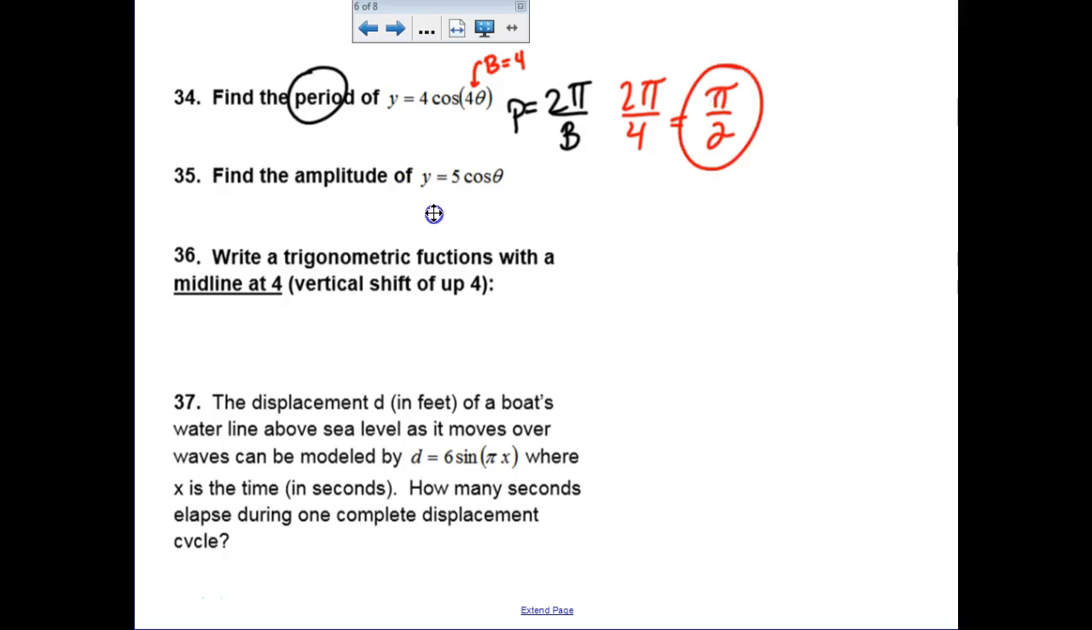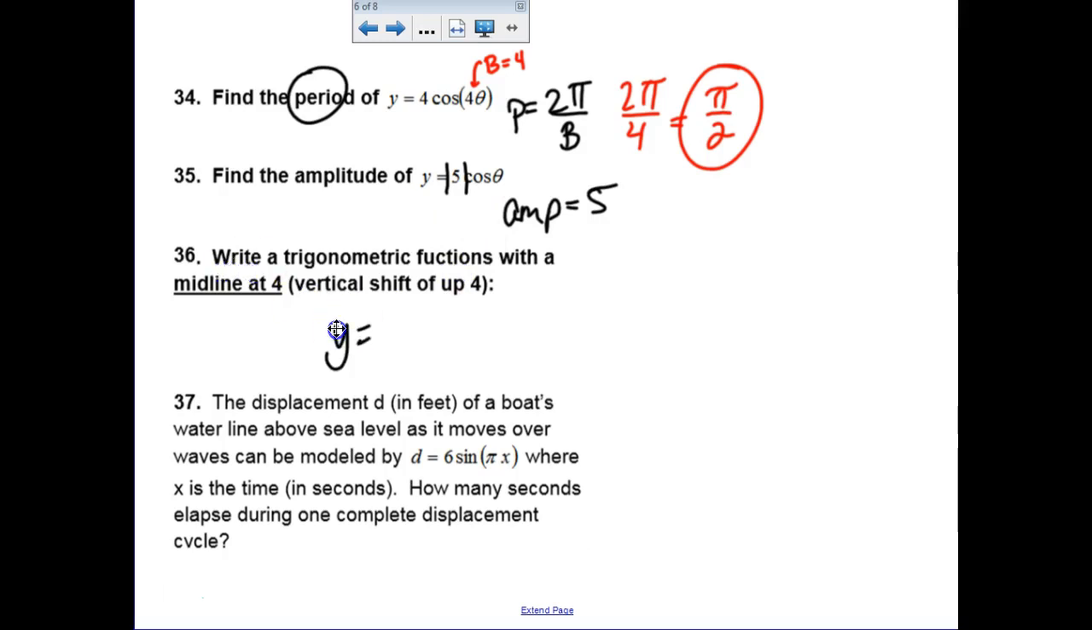Find the amplitude. So amplitude is the absolute value of the number that's in front of your cosine or sine function. So the amplitude is 5. And then what you're going to do on the test is choose which one has a vertical shift of 4 or -5 or whatever we ask. So here you're just going to write an example.